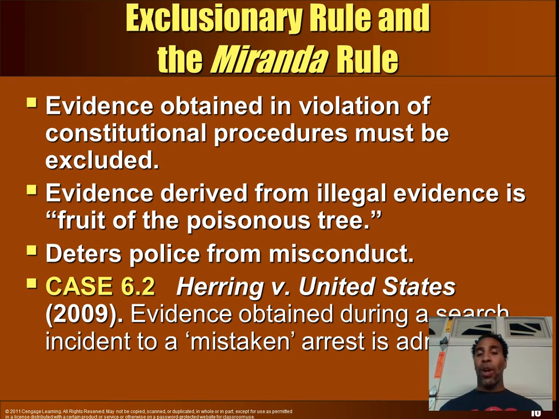In case 6.2, Herring versus United States, evidence obtained during a search incident to a mistaken arrest is admissible, right? So it's a mistaken arrest. We actually came in here, but we should have gone to apartment B. But we found out that he had 10 pounds of cocaine. That doesn't mean that it's not going to be seized.